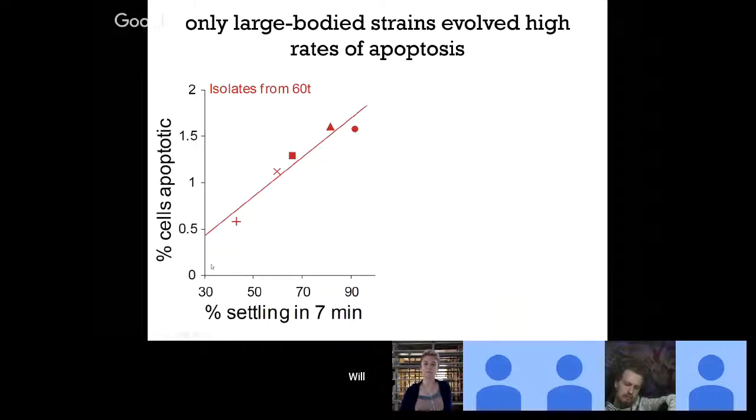This is not data from that experiment. This is from an older experiment, but we see a nice correlation between size, here described by settling rate, which is just an assay for size, and percent apoptosis. So basically we see that bigger things have more programmed cell death. Now, the explanation I've given you is that if you're big, you grow slow, and it's advantageous for you to have asymmetric division. Programmed cell death gets you there.